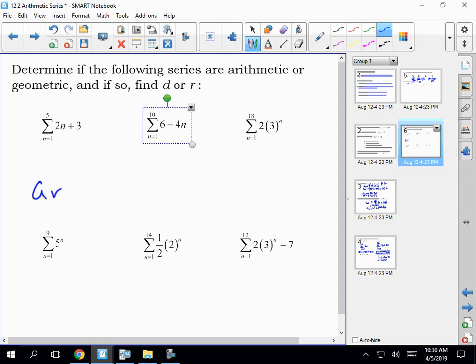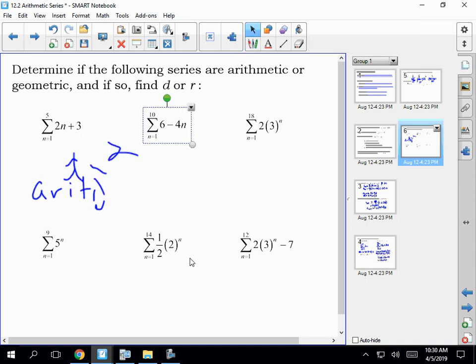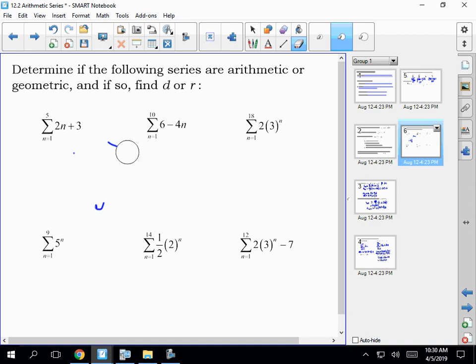D equals 2. I can't write on here anymore, so we'll just say it verbally. So d equals 2. And then the second one here is arithmetic, d equals negative 4. And then you can write that down, or you can wait, but the rest are geometric. The only two that are arithmetic are those first two.